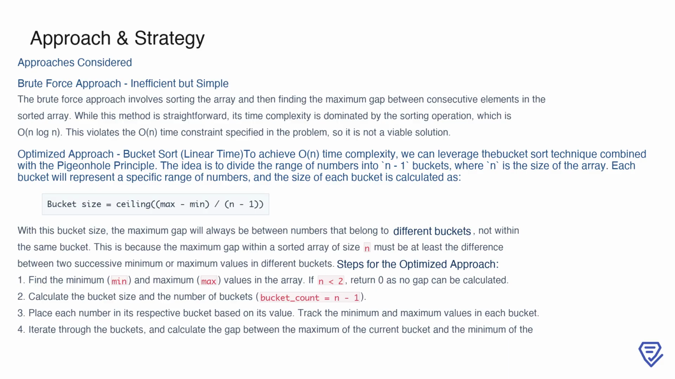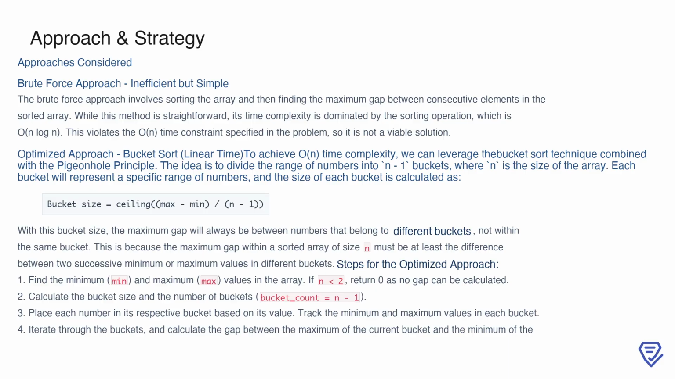To meet the O(n) time constraint, we can use an optimized approach based on bucket sort. This technique leverages the pigeonhole principle. By dividing the range of numbers into n-1 buckets, where n is the size of the array, we can represent different ranges of numbers efficiently. The bucket size is calculated using the formula, ceiling of (max - min) / (n-1). With this setup, the key insight is that the maximum gap will always occur between numbers in different buckets, not within the same bucket. This simplifies the problem significantly.